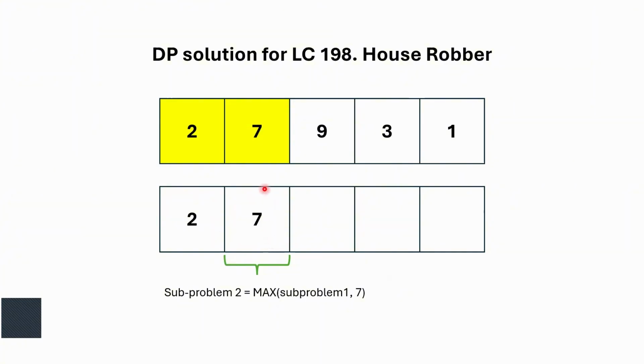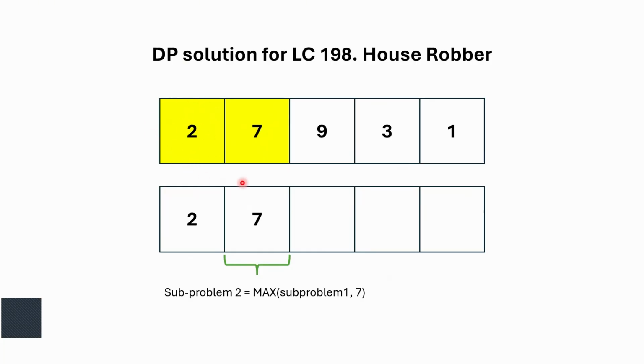And here, it's obviously 7, because if we look at the amounts of money of these two houses, when we come to this second house, we can decide whether to rob this house or not. Because if we decide to rob this house, then we cannot rob the first house, right? Because it's a constraint. We cannot rob two adjacent houses. But we can also decide not to rob this house, but we can rob the first house.